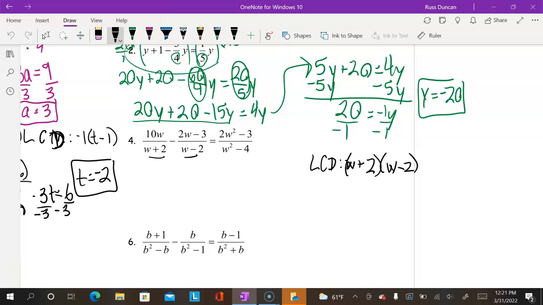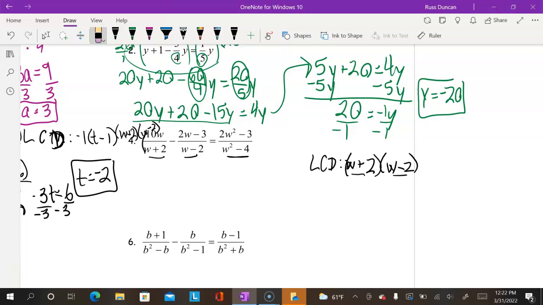Now, before you say, oh, and w squared minus 4, if you factor w squared minus 4, this is a difference of squares, guys. So take a second and think about it. What would w squared minus 4 factor to? Okay, it would be w plus 2, w minus 2. So this is all I need to multiply everything by. W plus 2, w minus 2.